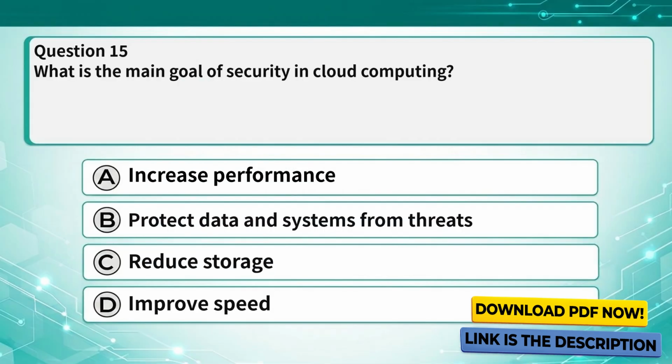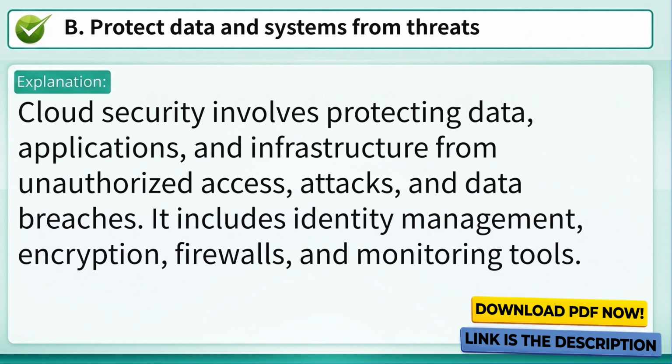Question 15. What is the main goal of security in cloud computing? A. Increase performance. B. Protect data and systems from threats. C. Reduce storage. D. Improve speed. Answer. B. Protect data and systems from threats. Explanation. Cloud security involves protecting data, applications, and infrastructure from unauthorized access, attacks, and data breaches. It includes identity management, encryption, firewalls, and monitoring tools.